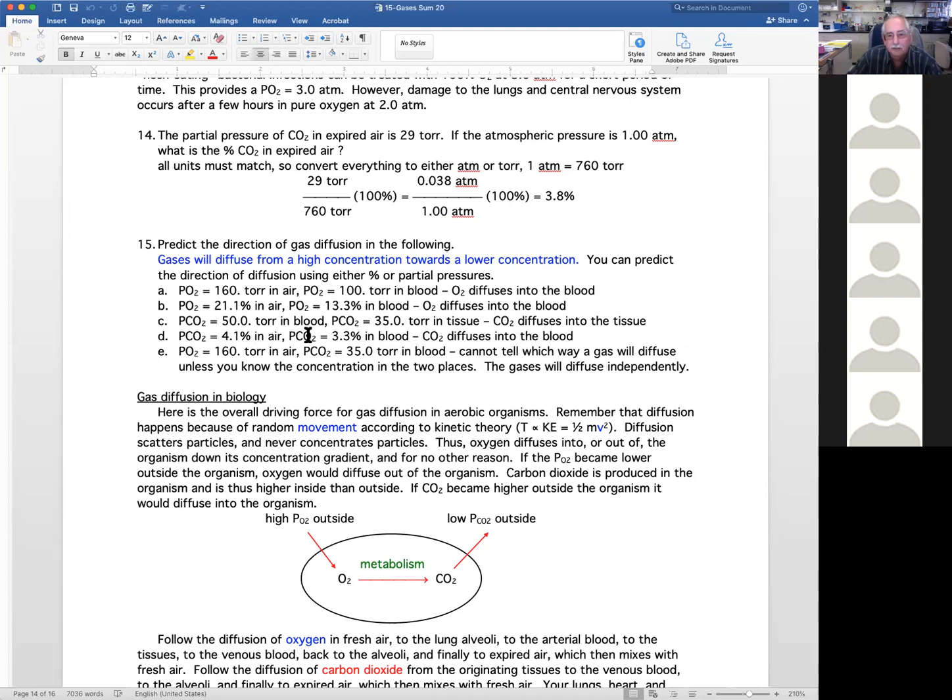So here's another one. If it's 4.1% in the air, 3.3% in the blood, then it's going to go into the blood. And then if you're looking at different gases, guess what? You cannot tell because they diffuse independent of one another.